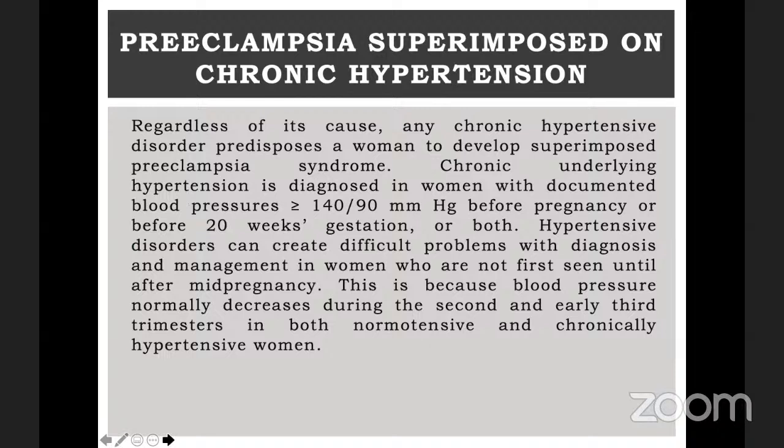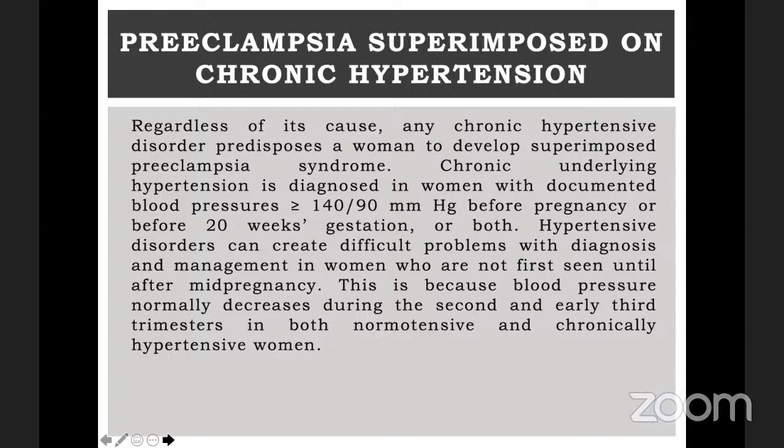Preeclampsia superimposed on chronic hypertension. Regardless of its cause, any chronic hypertensive disorder predisposes a woman to develop superimposed preeclampsia syndrome. Chronic underlying hypertension is diagnosed in women with documented blood pressures greater than or equal to 140/90 mmHg before pregnancy or before 20 weeks gestation, or both.